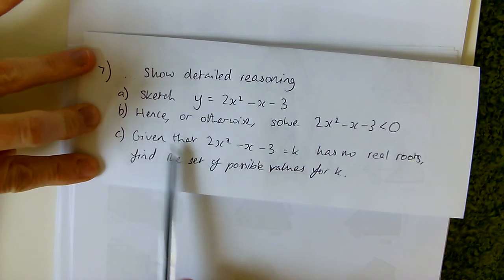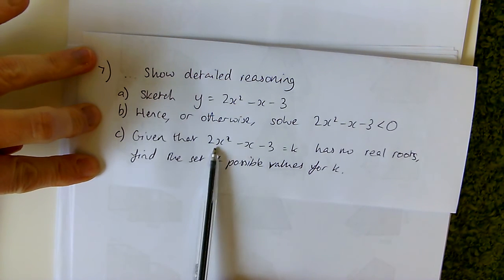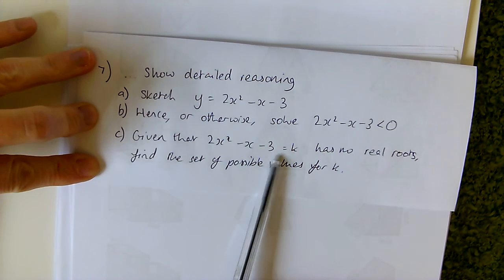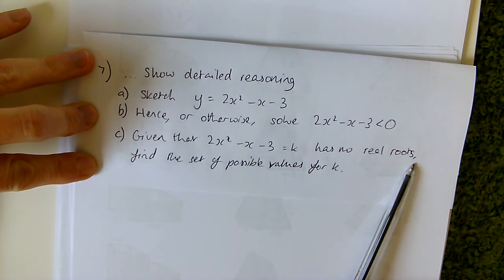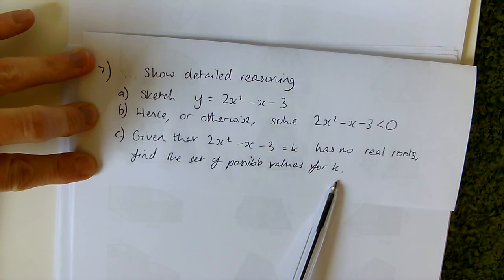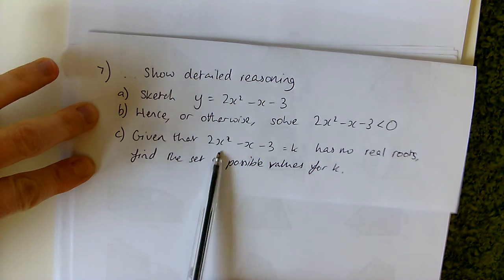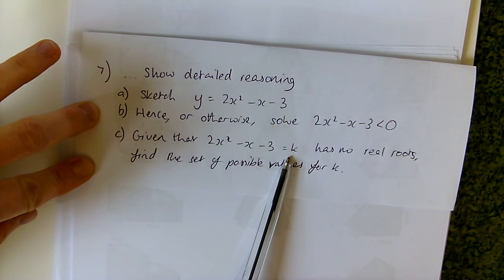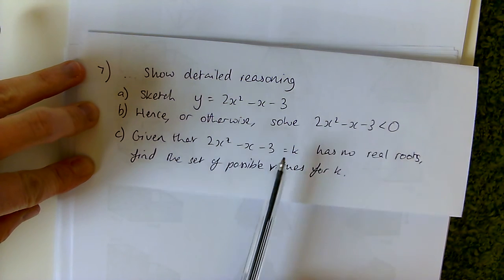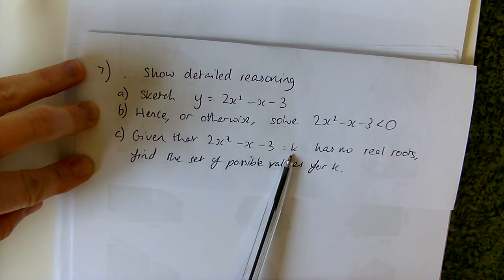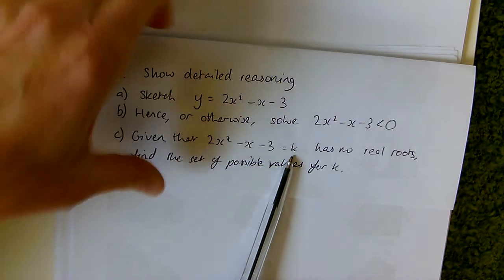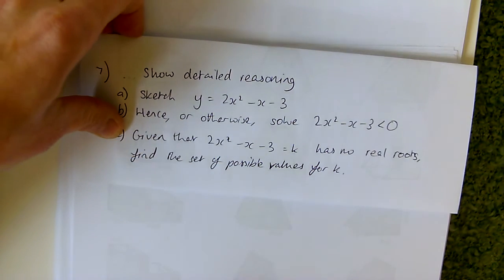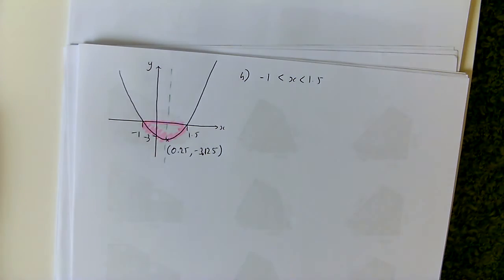Okay, let's have a look at C. Okay, given that, and look, it looks exactly the same as our graph, 2x squared minus x minus 3 equals k, has no real roots. Find the set of possible values for k. So lots of people very sensibly thought, right, this is a quadratic. If I make it equal to 0, I can look at the discriminant, which has to be less than 0, and solve it for k. That's great. Okay, that works well as long as you have subtracted k to make the whole thing equal 0 first. Otherwise, disaster.